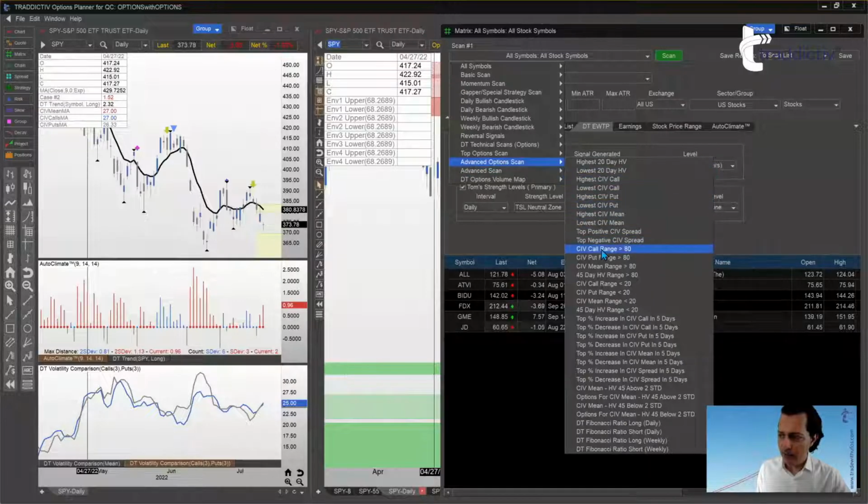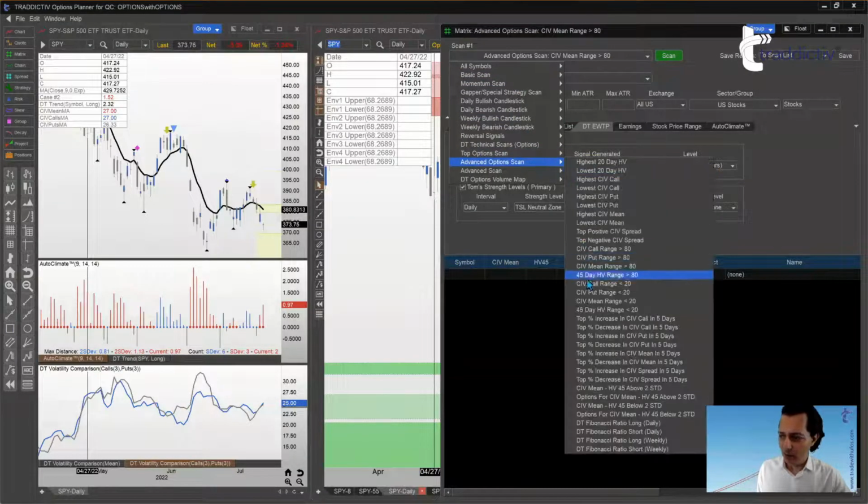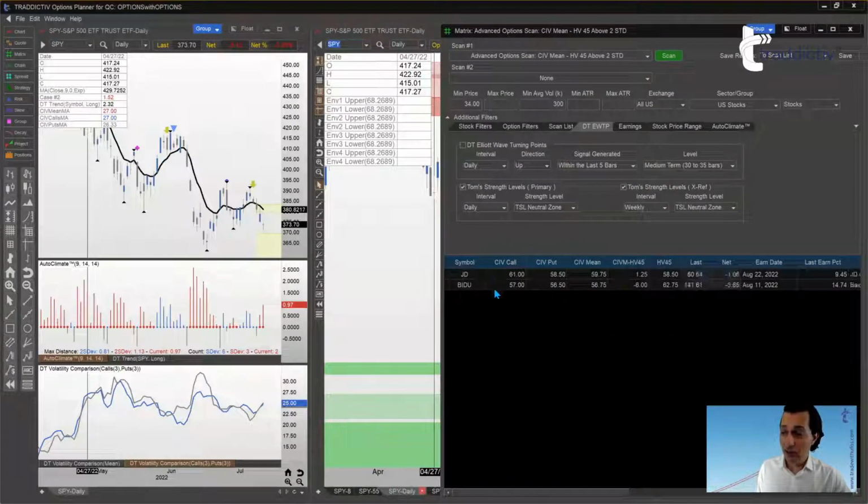Okay, let's begin with very expensive. So CIV mean greater than 80, I may get nothing. Exactly. If I move into implied volatility greater than 2 standard deviations, I got 2. So we have a basis to at least look for iron condors. Basically, this is how I'm going to set my preference to either go for iron condors or double calendars. Because if I look for double calendars, maybe I got nothing. If I look for iron condors, maybe I got nothing, given that the amount of symbols we're going to get is very little.